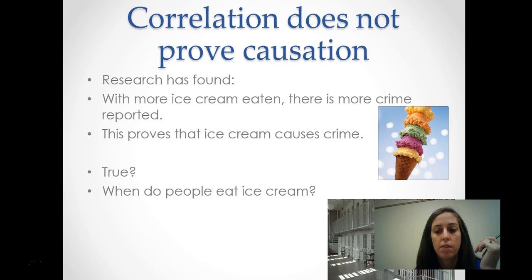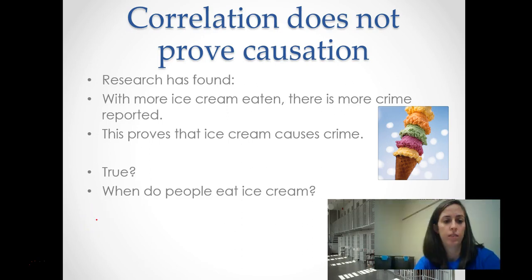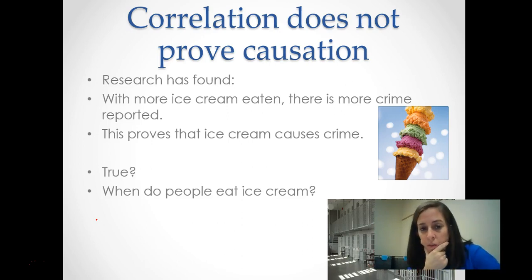Right? So when do people eat ice cream? In the summer, right? And in the summer, it is hotter, so people are more testy, they're aggressive. Also, people are out of school in the summer, so that's also a time when crime goes up. Both of those things are kind of that. It's called a confounding variable or a third variable. That's the lesson: that's why you can't say that correlation proves causation.